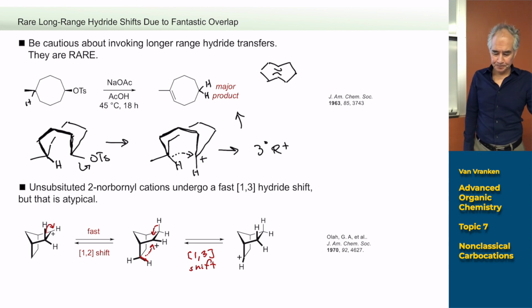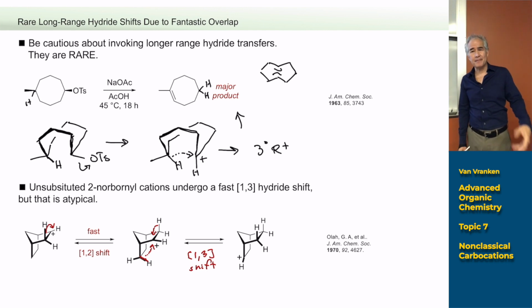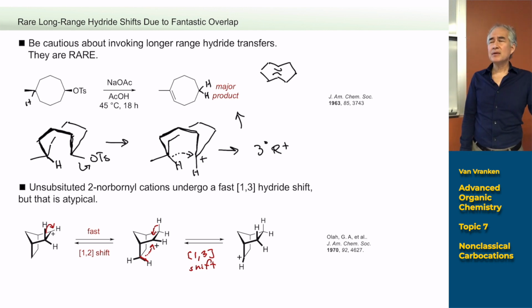So, okay, that's sigma bonds. It's kind of amazing. If you get good overlap, sigma bonds can donate into carbonium ions. They can migrate, they can stabilize them. It's happening, and you'll see a bunch of mechanisms involving these things on our problem set.